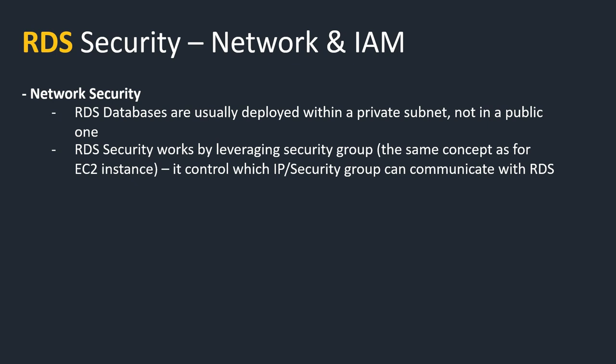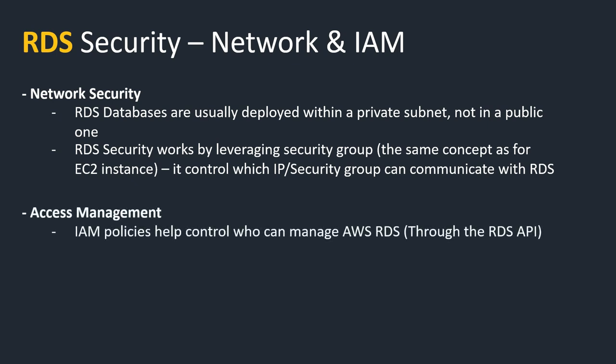They are exactly the same concept as for EC2 instances, and they control which IPs or which security groups can communicate with RDS. For access management, which is user management and permissions, you have IAM policies. They help you only control who can manage AWS RDS, so who can create a database, who can delete a database, who can create a read replica, and so on.